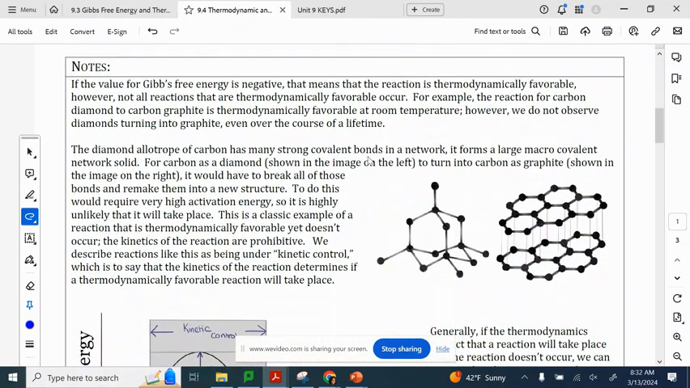If the value for Gibbs free energy is negative, that means that it is thermodynamically favorable. However, not all reactions that are thermodynamically favorable actually happen. For example, the reaction for carbon diamond to carbon graphite is thermodynamically favorable. However, we don't observe diamonds turning into graphite even over the course of thousands and thousands of years. I mean, where they go and mine these things, there's still diamonds left. My diamond on my finger here has been here for a long time. Okay.